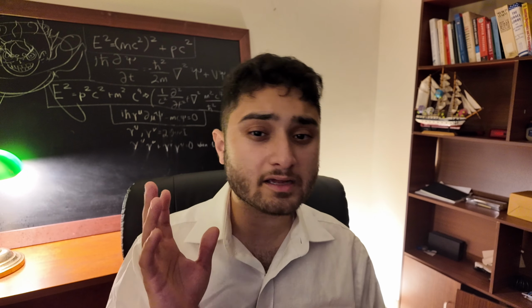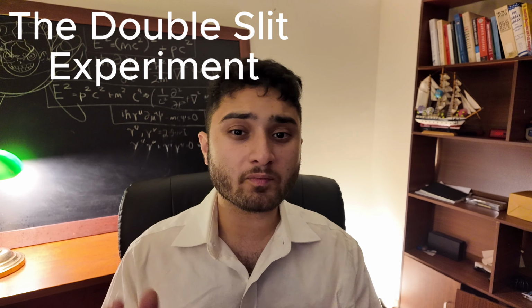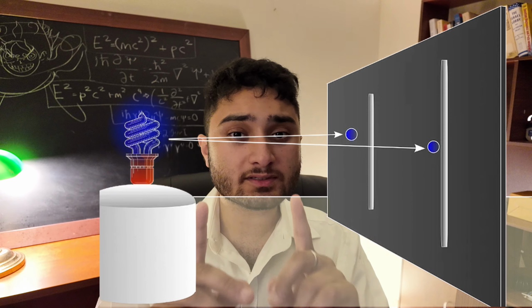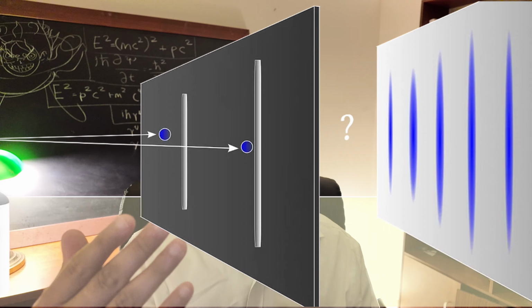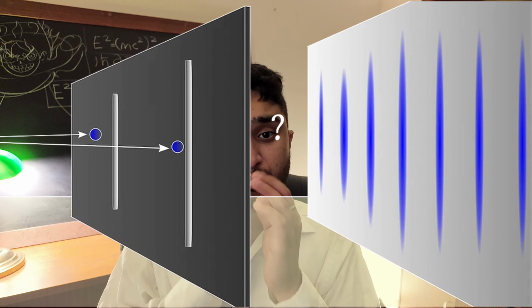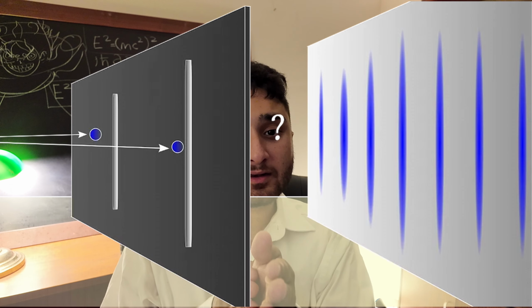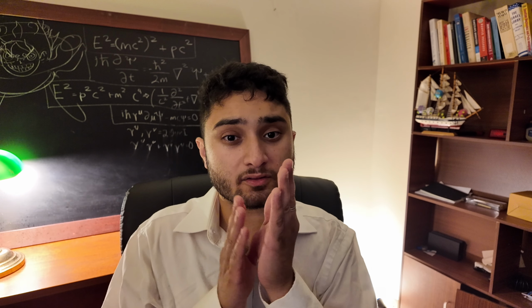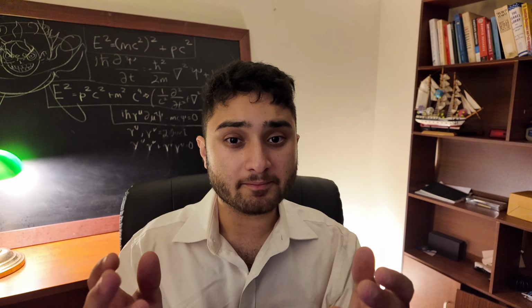Let's try to understand the double slit experiment and why it totally breaks our understanding of reality. In the double slit experiment, what we have is a wall with two slits, and on the other side, we have a screen. And what we're going to do is shoot a beam of light or a beam of electrons through these two slits and see what kind of pattern ends up on the other side.